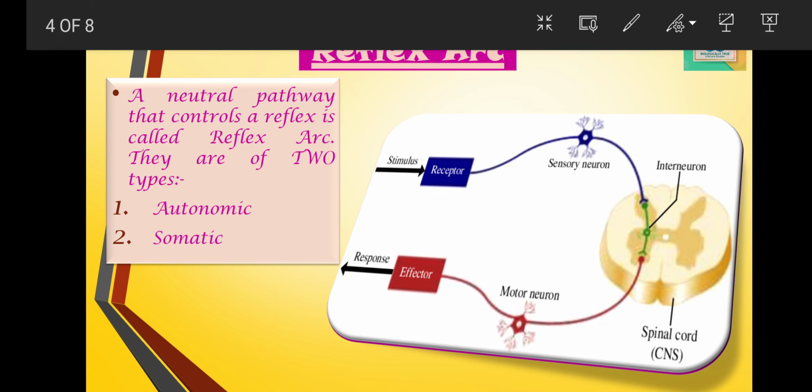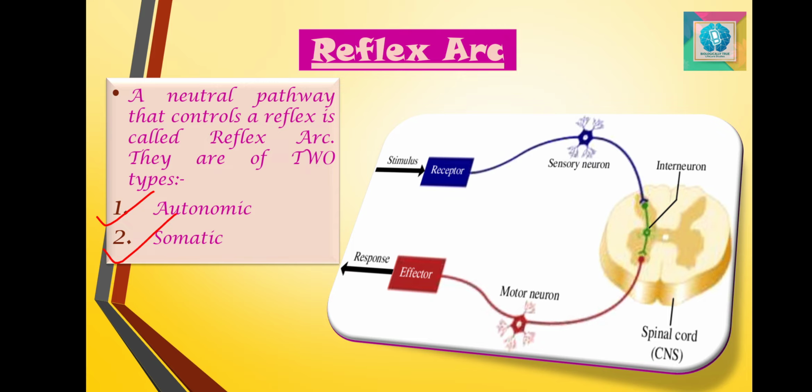These reflex arcs are of two types. The first one is the autonomic reflex arc. It affects the functioning of the inner organs. They sometimes involve the spinal cord also. And the second is the somatic reflex arc. It affects the functioning of the muscles. Some somatic reflexes are mediated more by the brain than the spinal cord.